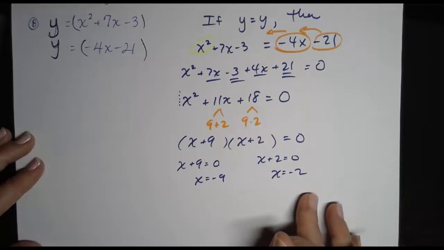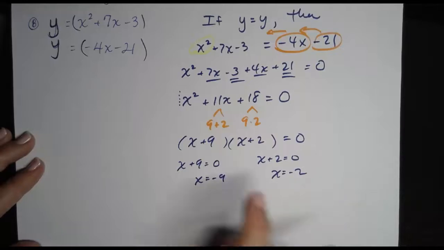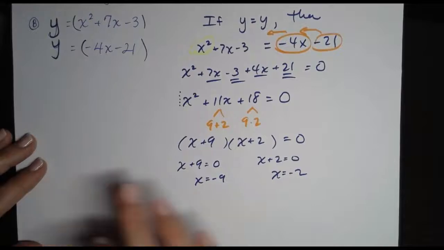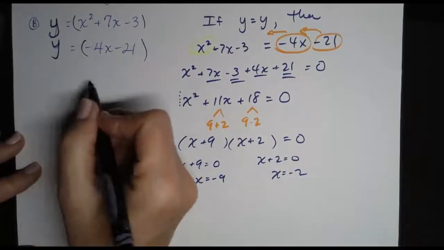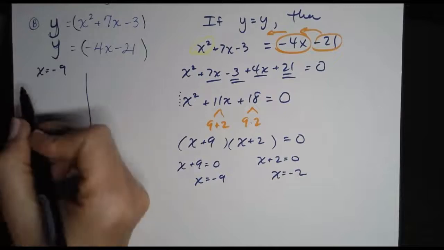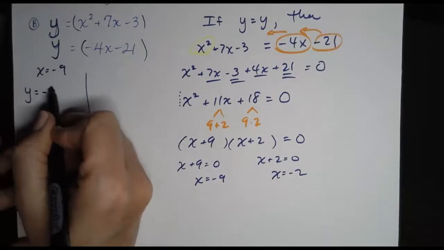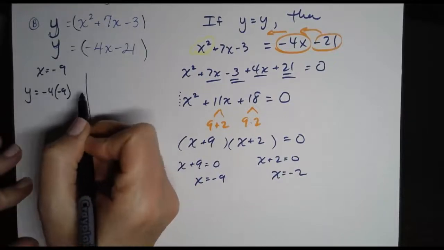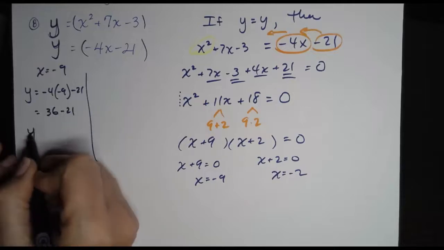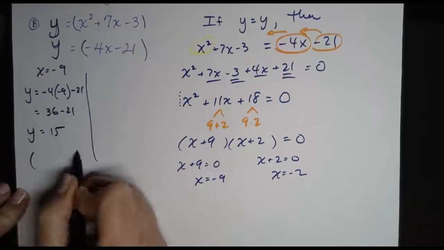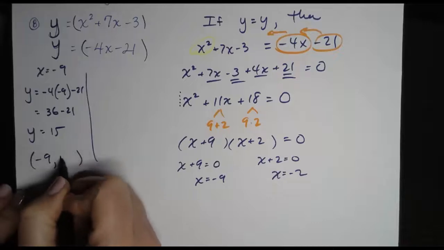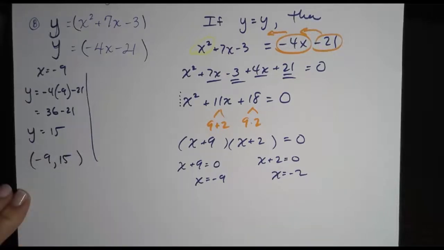These are my two values for x, which we then need to take back. And I'm going to choose the bottom one. It's the simpler one. We're going to substitute them in and solve for y. So, all right, when x equals -9, y equals -4 times -9 minus 21. That's 36 minus 21, y equals 15. So our first point of intersection is negative 9, 15. So that was the one that was way up high.